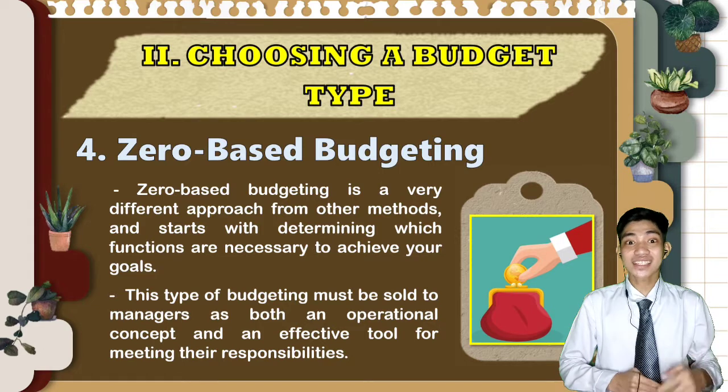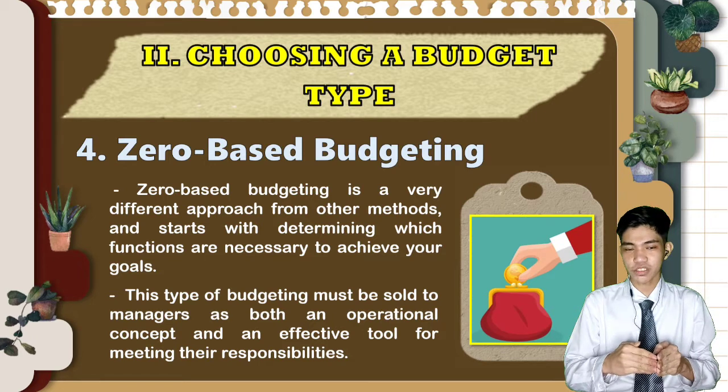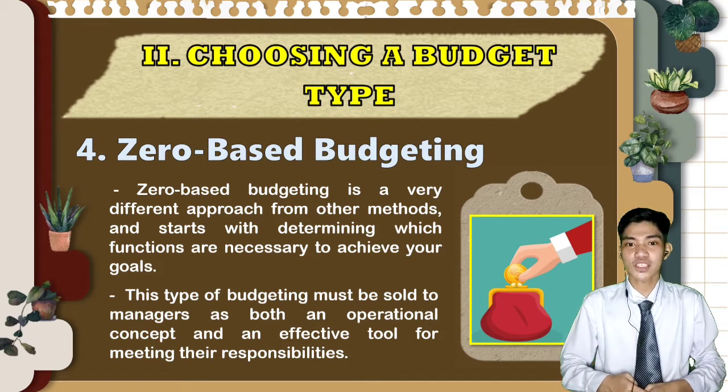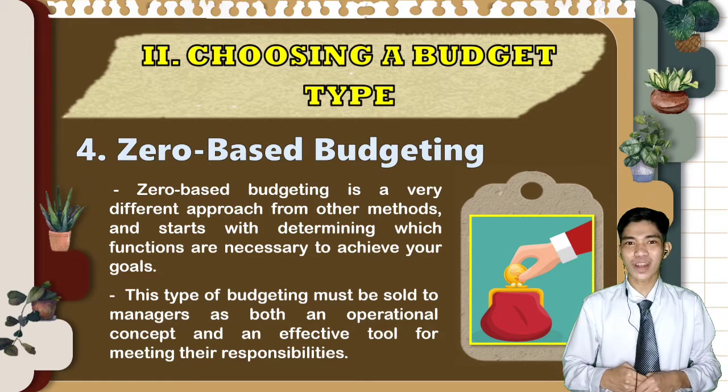So class, ating tandaan na ang zero-based budgeting ay nagsisimula from zero base at the beginning of every budget period, analyzing needs and costs of every function within the organization and allocating funds accordingly, regardless of how much money has previously been budgeted to any given line item. So naintindihan ba ako, class?